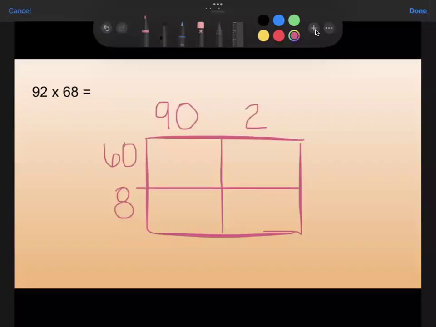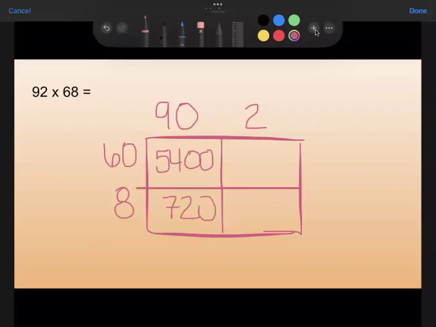The top left box would be 6 times 9, which is 54. And then add 2 zeros, one from 90 and one from 60. For the next box, which is underneath that 5,400, 9 times 8 is 72. And then I'm going to add a 0 from the 90. For the top right box, that would be 60 times 2. 6 times 2 is 12. And then I'm going to add a 0 from the 60. And that box that's left would be 2 times 8, which is 16.